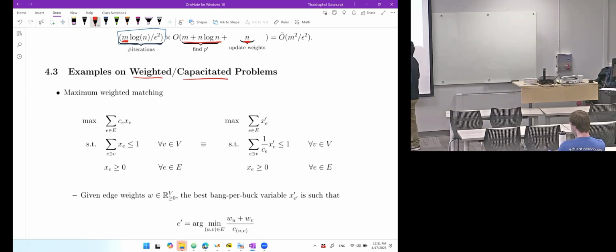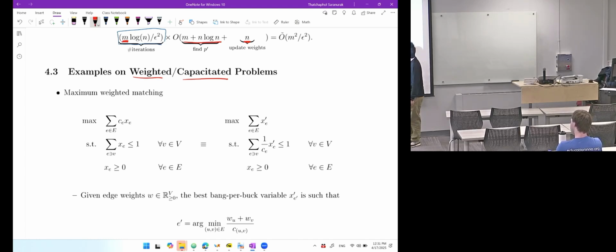So for matching, you start with this LP. This is the maximum, let's say maximum cost matching. Let's call it cost because I need to use something that is not W. So we want to maximize the cost of the matching, and the cost of each edge is c_e. So we can turn it into the standard form like this.